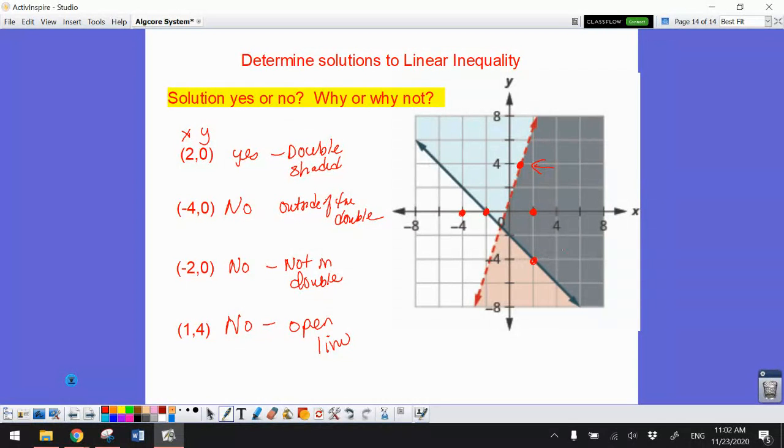Now, if I were here on the closed line, that is a solution. This one is not a solution. Now, it doesn't make any difference if I'm in the orange section. That is also not a solution. And the blue section is not a solution. The only ones that matter are the ones that are in the gray area, and then on the solid black line, because those are the ones that are equal to. The open line does not count.